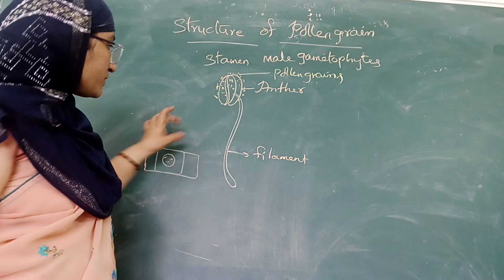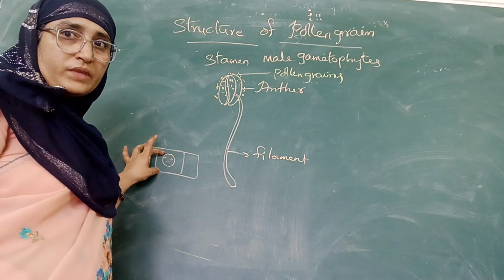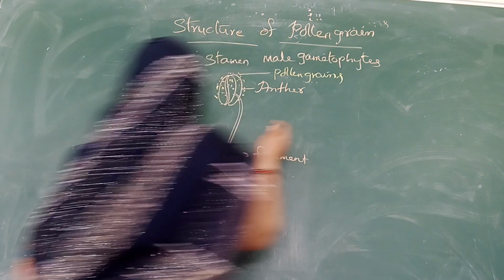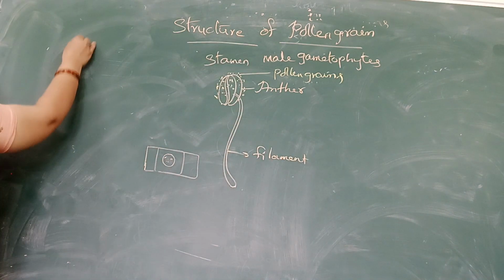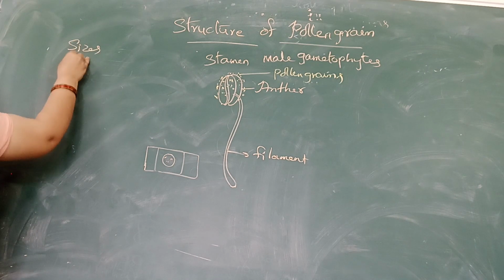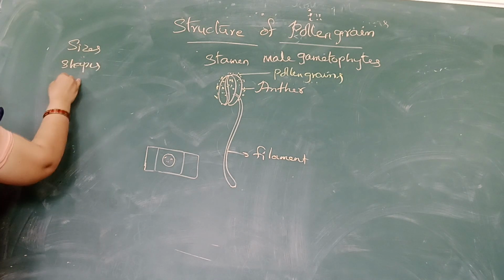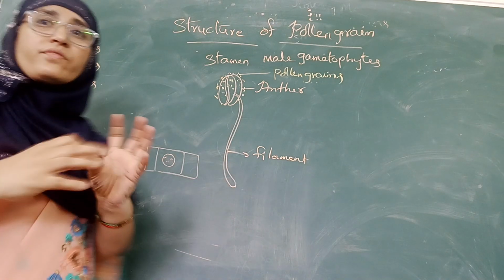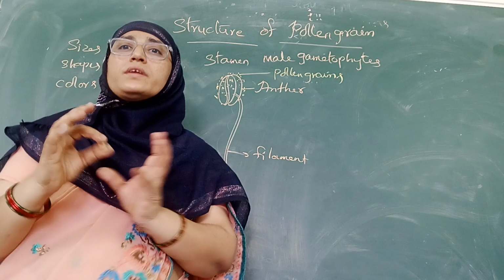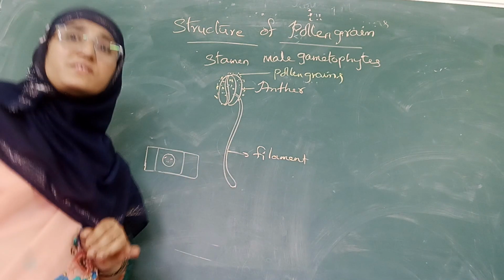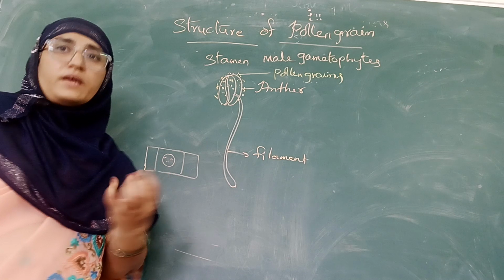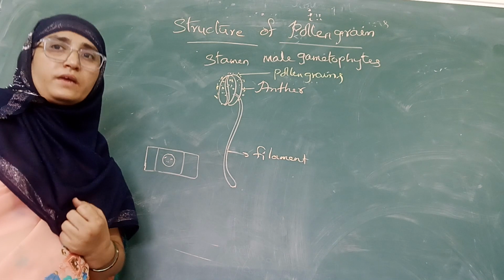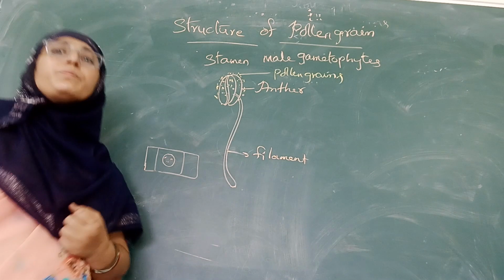When we observe the pollen grain under the microscope, we can find it is different. Pollen grains are known to be of different sizes, shapes, and also colors. The external surface of the pollen grain has a variety of designs and patterns. Understood?